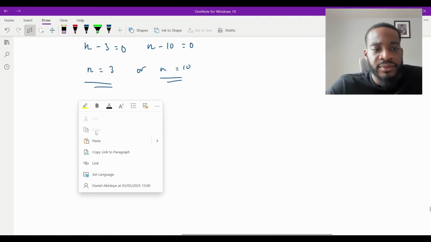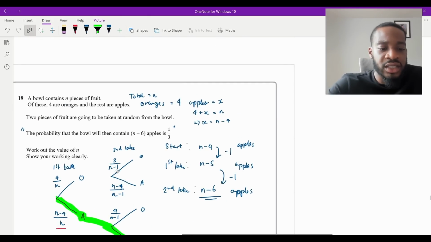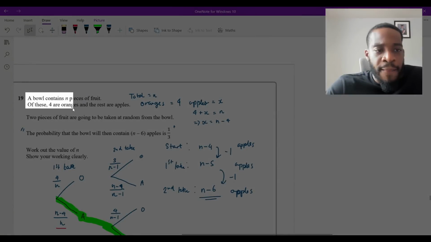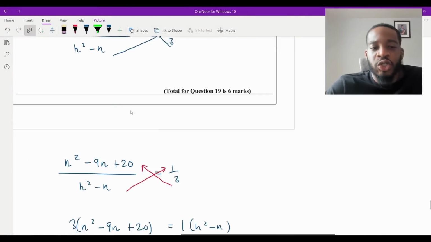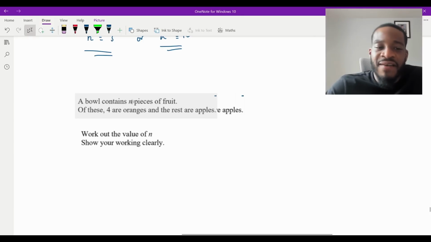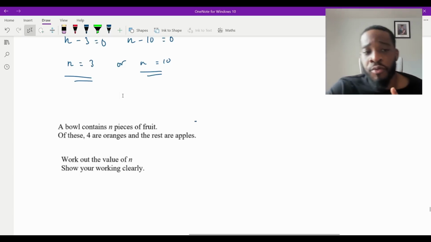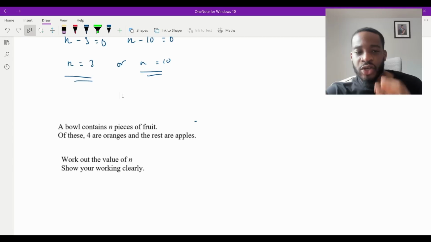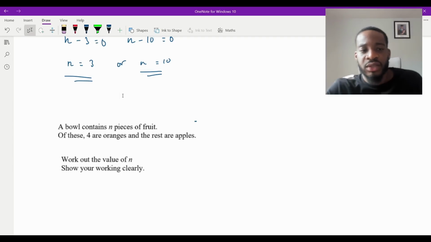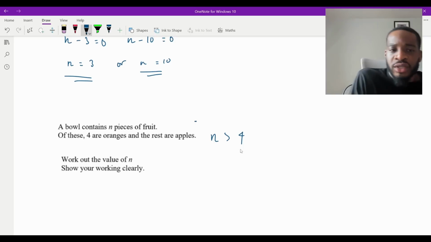So put that there. And then let's look at the information they told us about n, right? The very first two sentences. Because most of the time when you see contextualized questions and you get two values of n or x or whatever it is, one of them is negative and it's easy to figure out which one it is. But let's read it. A bowl contains n pieces of fruit. Of these, 4 are oranges and the rest are apples. Now, from that sentence alone, 4 being orange and the rest being apples, that tells me that the total amount of fruit must be more than 4 because 4 of them are oranges, right?